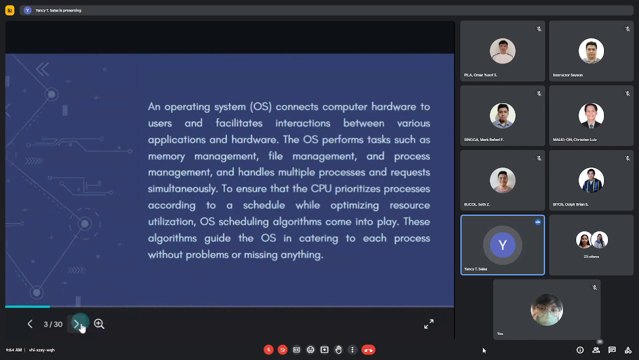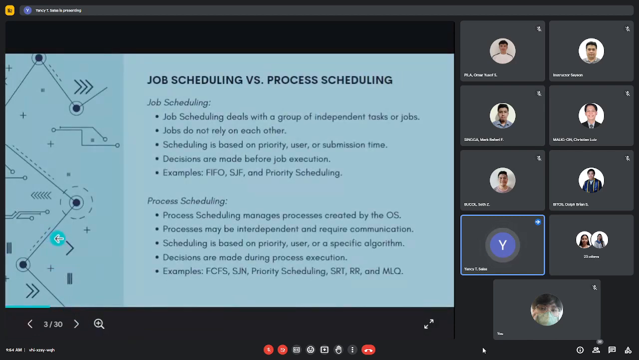After that, we have to differentiate what is job scheduling and process scheduling and how they differ from each other. The first one is job scheduling. Job scheduling deals with managing a group of independent tasks or jobs that do not rely on each other. The scheduling of these jobs is typically based on priority, user, or the submission time. Decisions regarding the scheduling of these jobs are made before job execution. Examples of job scheduling are first in, first out, or FIFO, the shortest job first, or SJF, and priority scheduling. On the other hand, we have process scheduling.